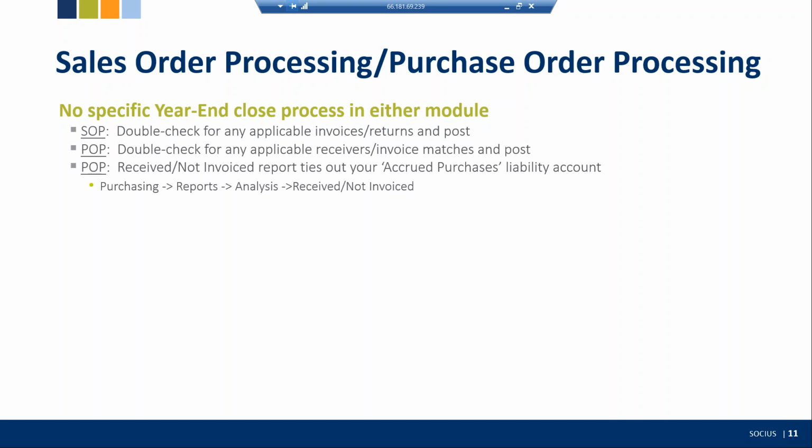On the purchase order side, you have to think about the very same thing, only this time you need to double check for any applicable receivings or receivers and invoice matches as you go through the typical procurement process. So from the purchase order, we then will receive against the purchase order, and then we'll match invoices against the receipt and the PO. We want to make sure those get posted because those invoices will then flow into your accounts payable module so that you have accurate numbers there.